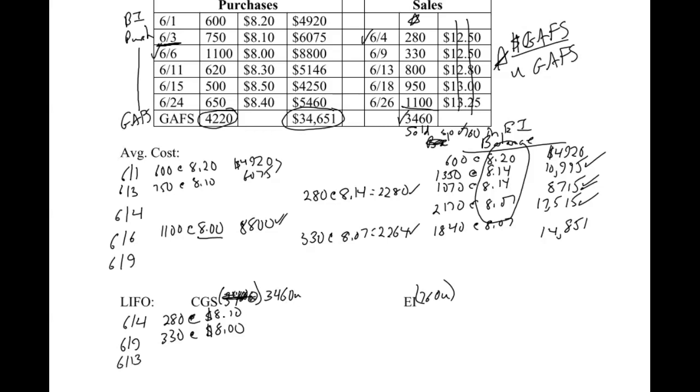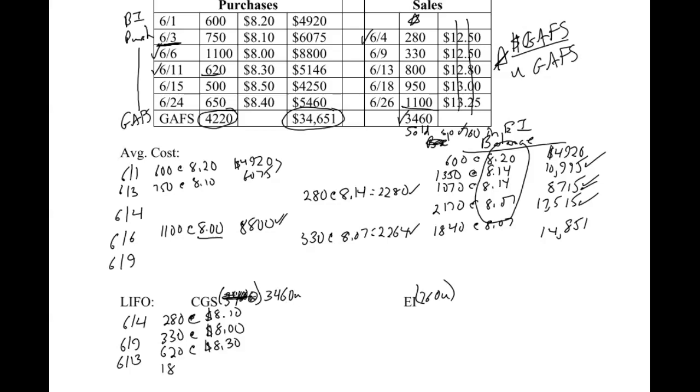At 6/13, notice we sold 800. Okay, so now we've had this June 11th purchase. All right, so notice we have 620 here, but we sold 800. So that means we sold all 620 of those. Those are considered now gone at $8.30. But we need 180 more. So now we're just applying LIFO, and we get the other most recent stuff.